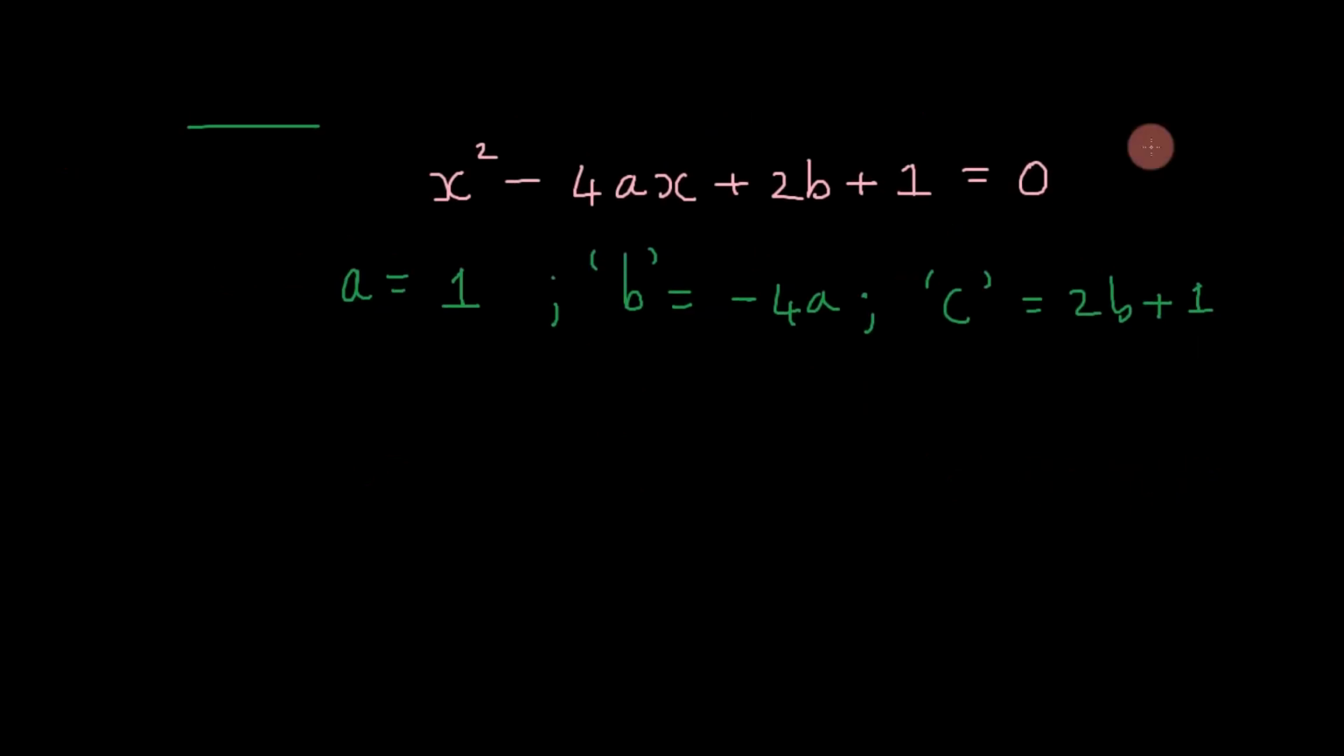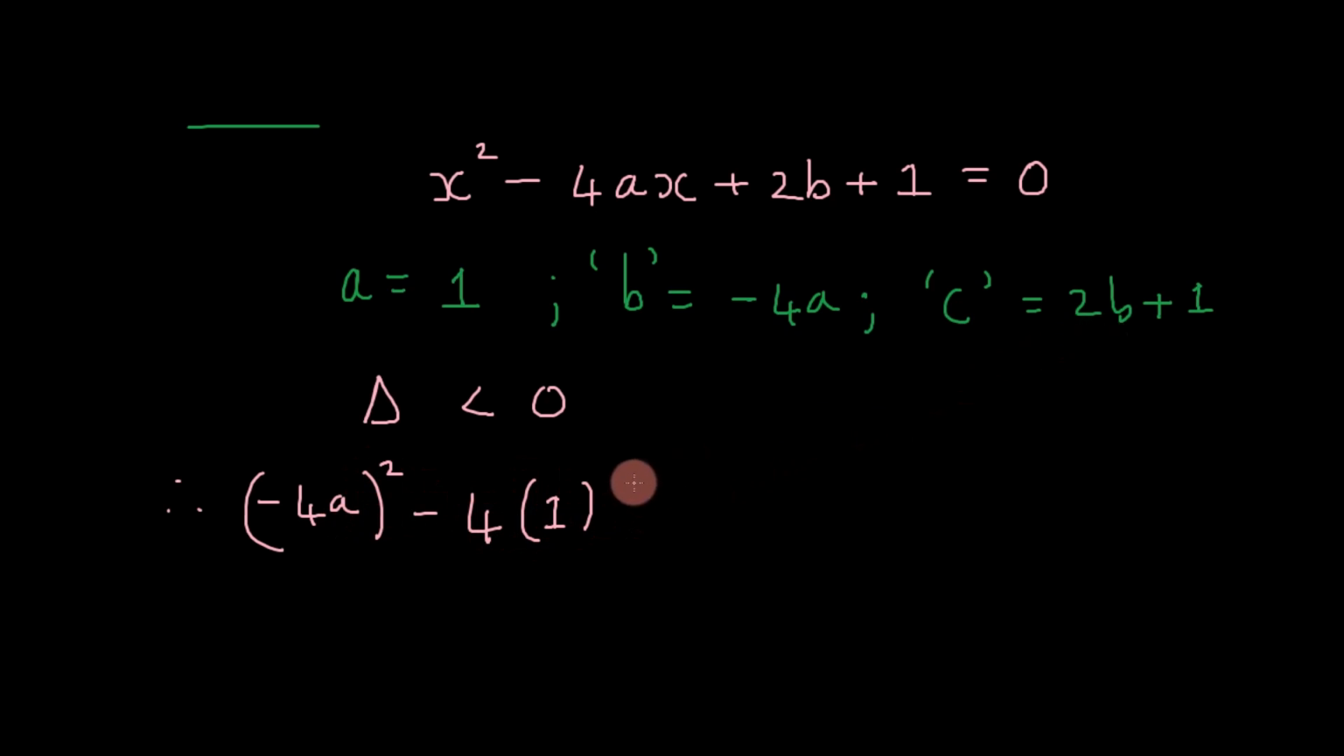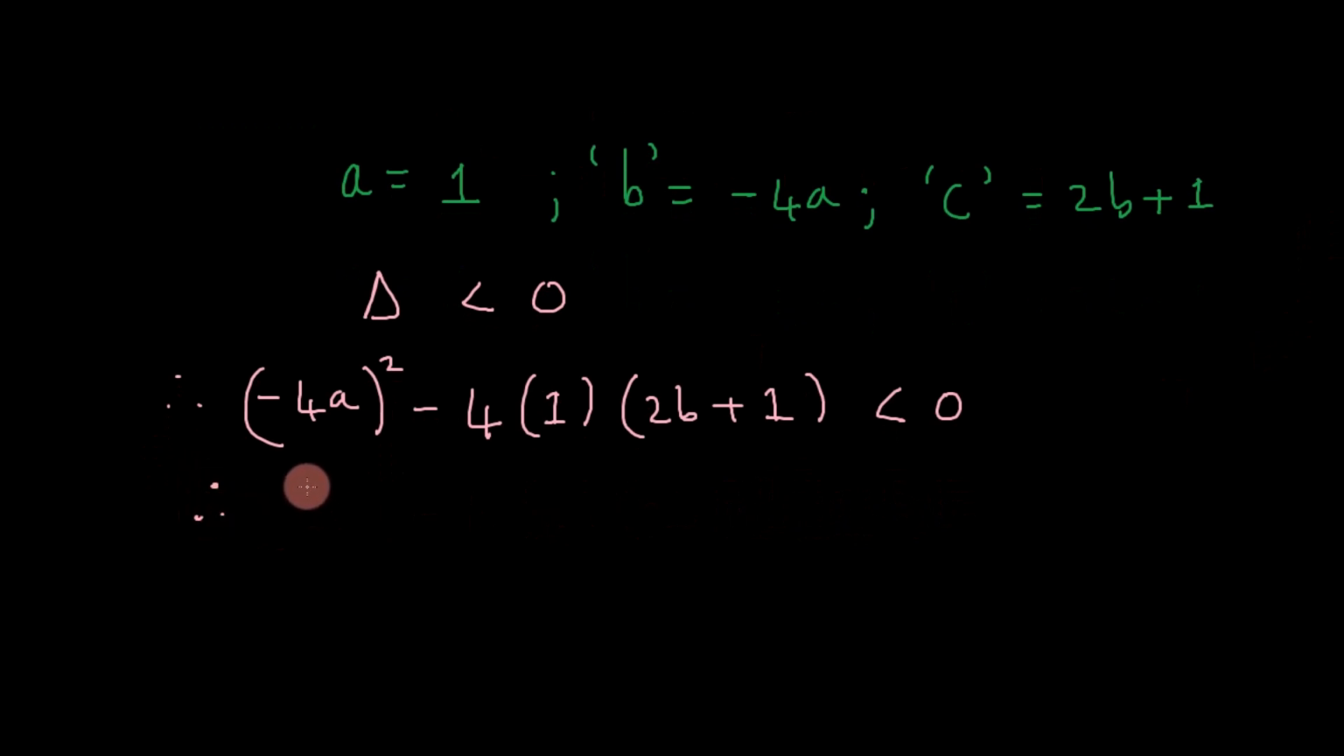We know that the roots are non-real. So we know that delta is less than 0. So b squared will be negative 4a squared, minus 4 times a times c. So this must be less than 0. We can simplify. So 16a squared. Then we have negative 4 times 2b, which is negative 8b, and negative 4 times positive 1, which is negative 4, is less than 0.